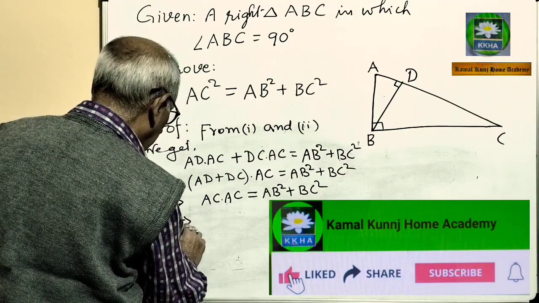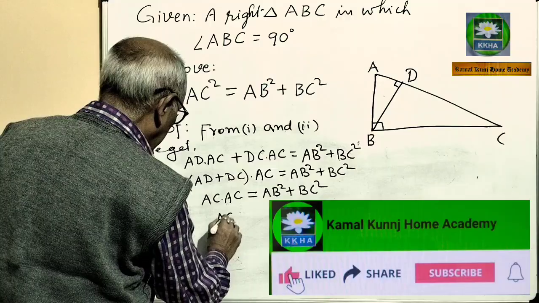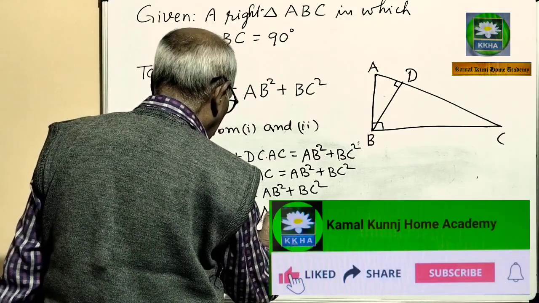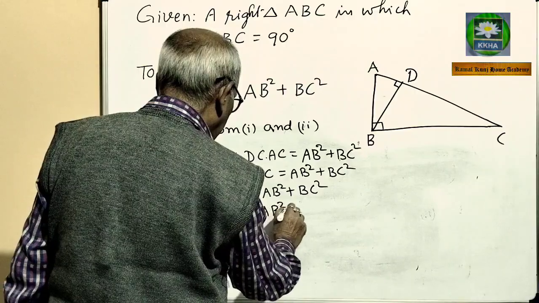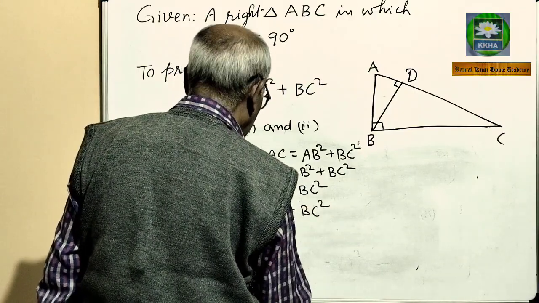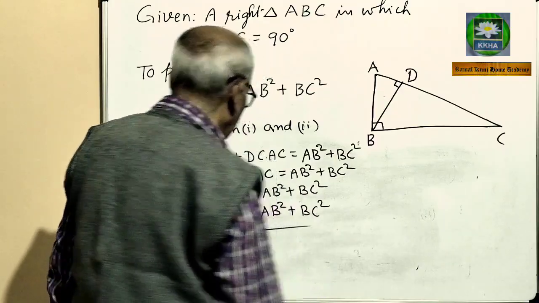This implies that AC square is equal to AB square plus BC square. Hence the result.